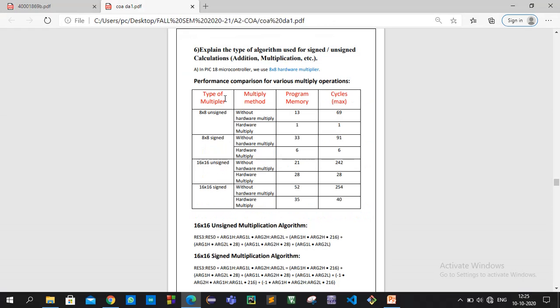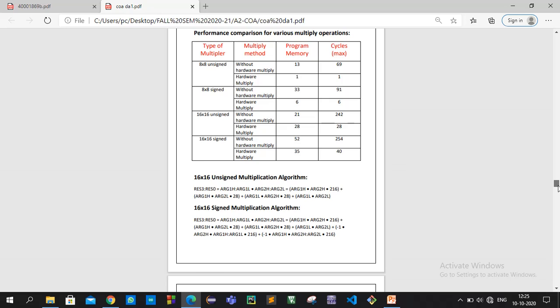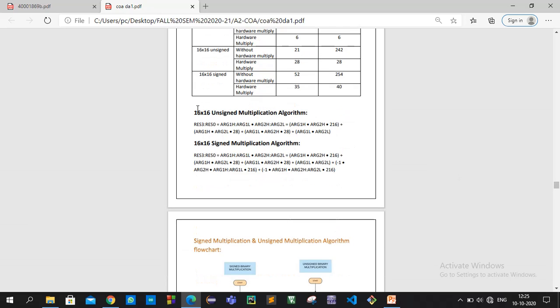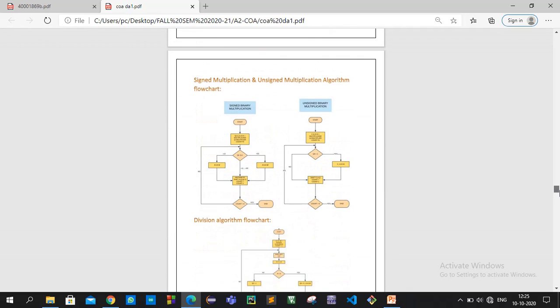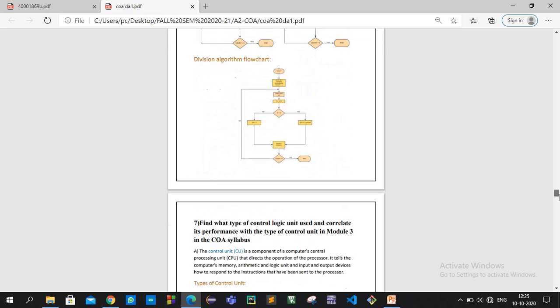In my DA, this is how I tabulated the results of unsigned and signed multiplications, like the cycles which are required for these operations, and this is the algorithm which is present in my datasheet for unsigned and signed multiplications, and these are the flowcharts which I took from online for the algorithms for multiplication and division.